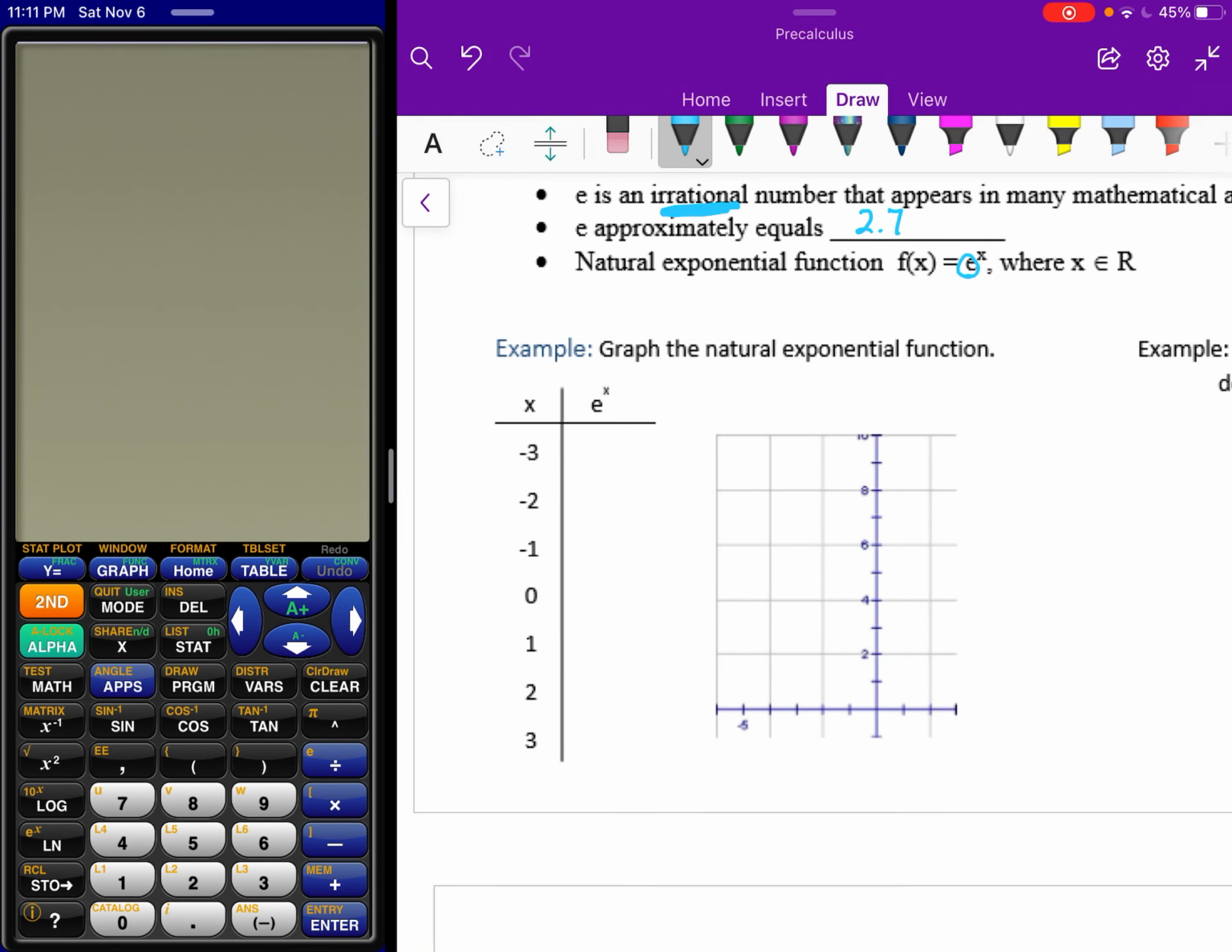And there's this button on your calculator. It's down here with the ln. So e to the -3, we're just going to plug these in. We get 0.049, so about 0.05. Pretty small number there. -2. So e to the -2 is 0.14.